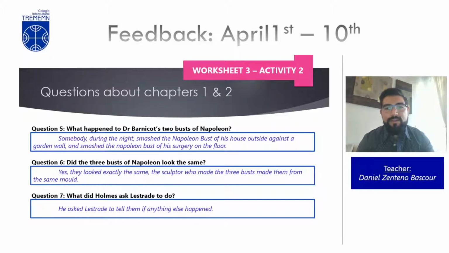Question 6. Did the three busts of Napoleon look the same? Yes, they look exactly the same. The sculptor who made the three busts made them from the same mold.